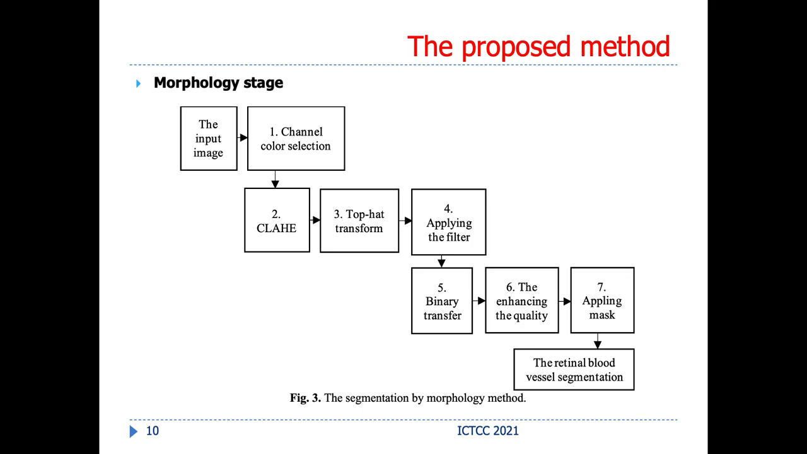The second step is CLAHE, which is short for contrast limited adaptive histogram equalization. The third step is the top-hat transform. The next is applying the filter. Next, binary transform. Next is enhancing the quality. And the final step of the morphology stage is applying the mask. This is the reference for the segmentation.